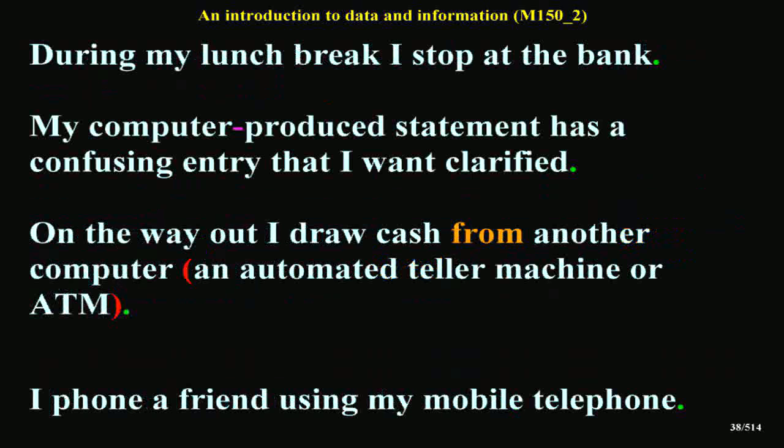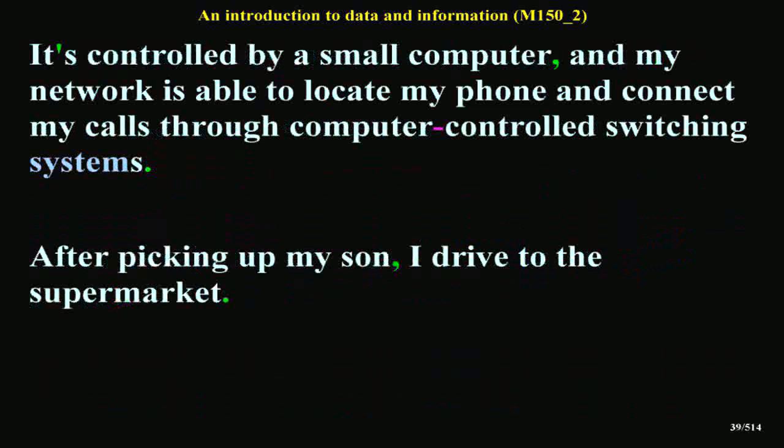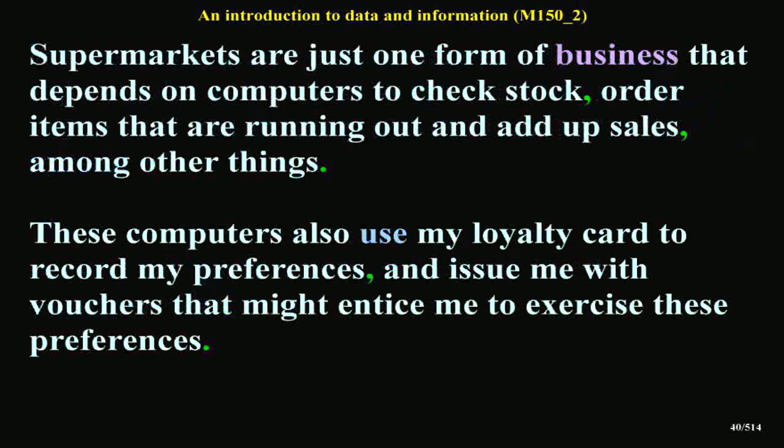I phone a friend using my mobile telephone. It's controlled by a small computer, and my network is able to locate my phone and connect my calls through computer-controlled switching systems. After picking up my son, I drive to the supermarket. Supermarkets are just one form of business that depends on computers to check stock, order items that are running out and add up sales, among other things.